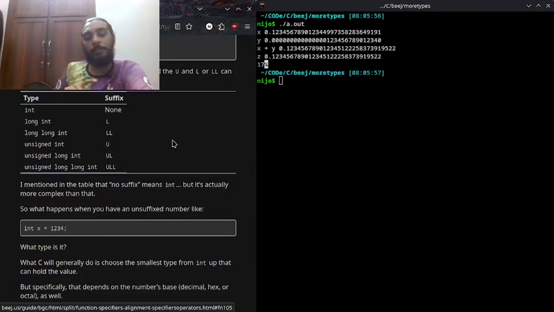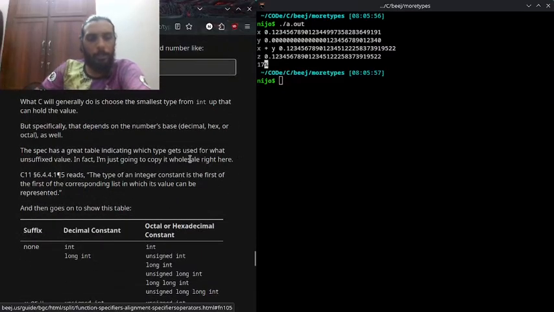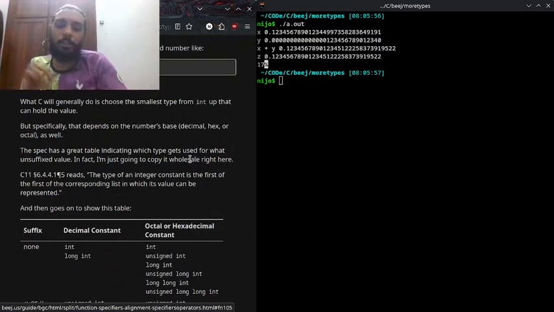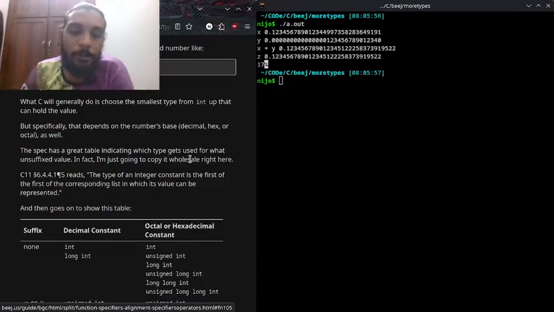I mentioned in the table that no suffix means int, but it's actually more complex than that. So what happens when you have an unsuffixed number like this? What type is it? What C will generally do is choose the smallest type from int up that can hold the value, but specifically that depends on the number's base as well. The spec has a great table indicating which type gets used for what unsuffixed value. In fact, I'm just going to copy it wholesale right here.